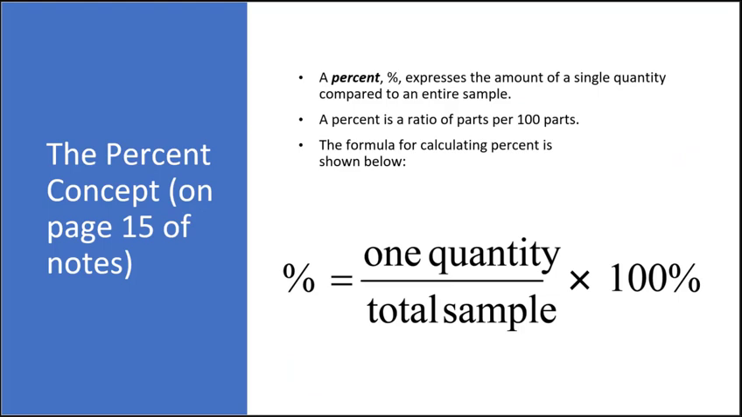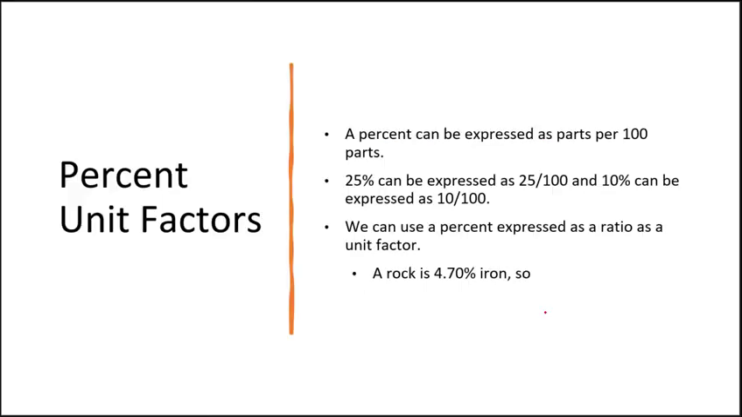Moving on, looking at the percent concept. The percent is looking at a single quantity compared to the entire sample. A percent is looking at parts per 100, and we can calculate percent by doing that part divided by the total and then times 100%. So let's say if I said 25%, I could say that that's 25 over 100. 10% can be 10 over 100. Because if I did 25 divided by 100 and then times that by 100, it'd be 25%. So you can work backwards.